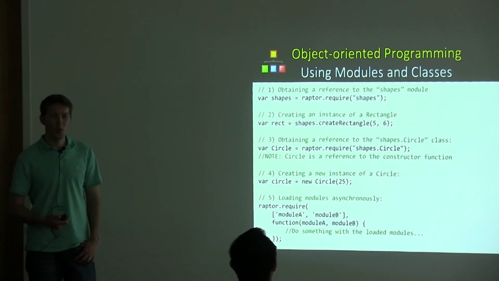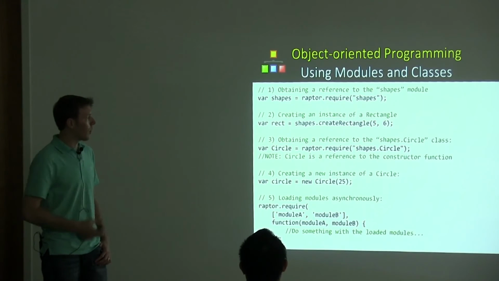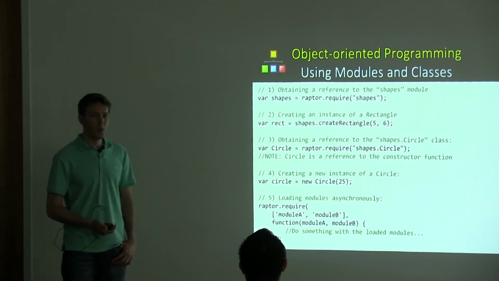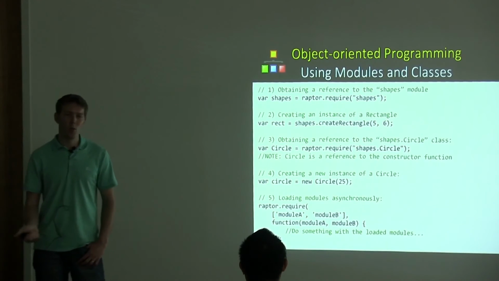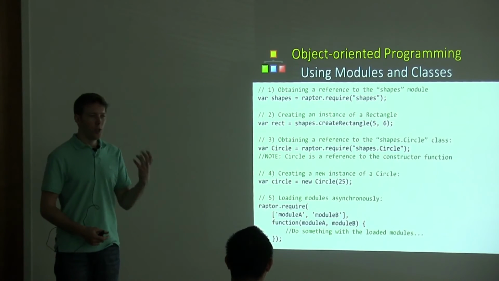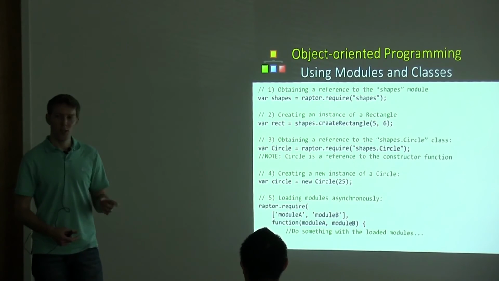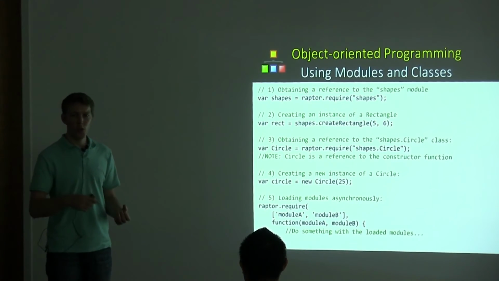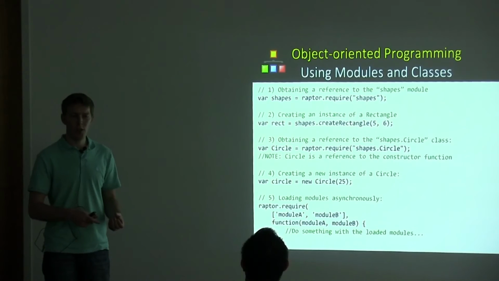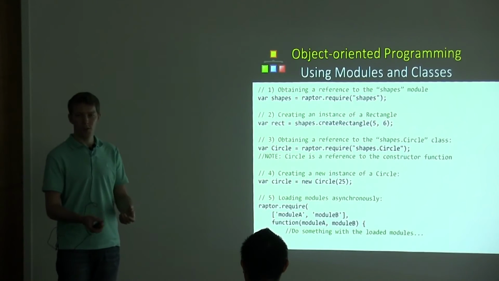So here's some code on how you actually use modules and classes. The first part is obtaining a reference to the shapes module. For that, you just say raptor.require shapes, and you get back a reference to the shapes module. What I'm going to emphasize is that the require method does a lookup to see if that shapes module has been loaded. If not, it looks to see if the module has been registered. If it has, it uses the factory function the shapes module was registered with and executes it to get back the shapes module, and that's what is returned from this function.